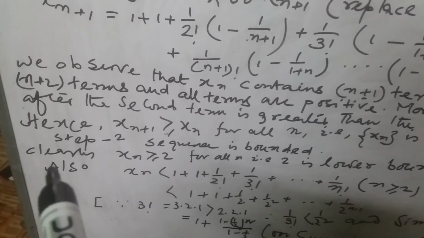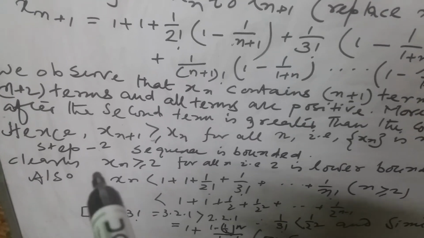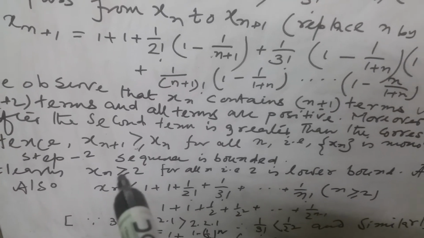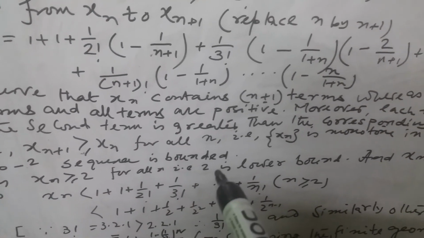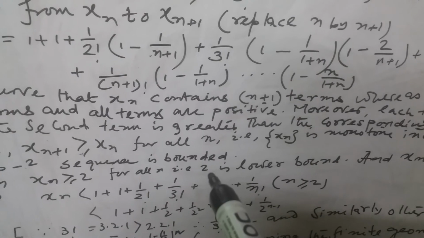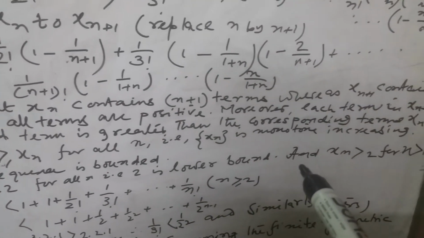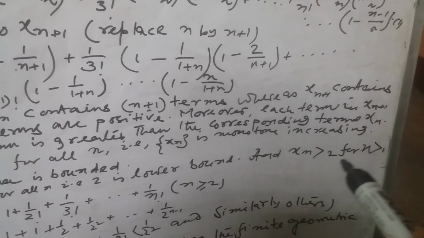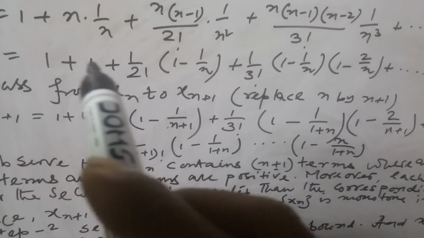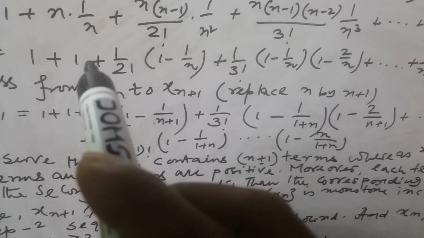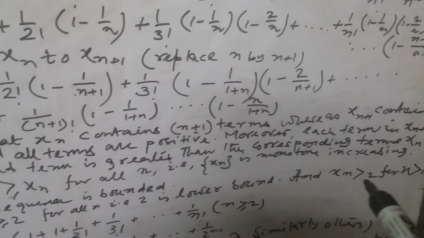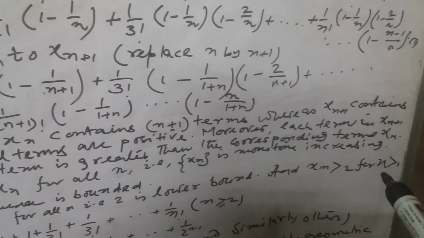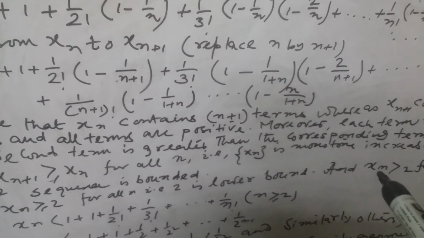Now, the sequence is bounded. Clearly xn is greater than or equal to 2 for all n. It means 2 is a lower bound. Xn is greater than 2 when n is greater than 1, because the first term is 1, the second term is 2. If n is greater than 1, then xn is greater than 2.